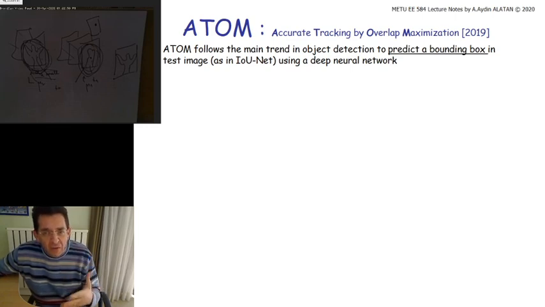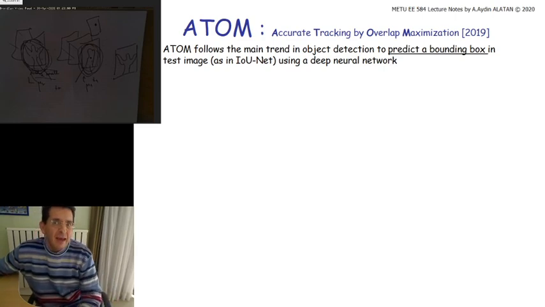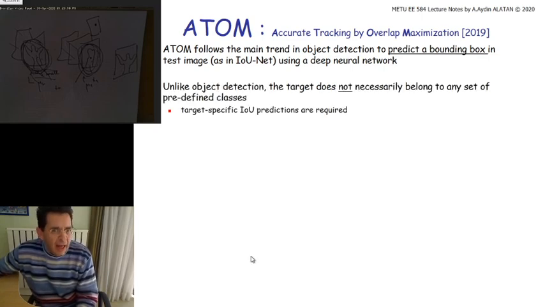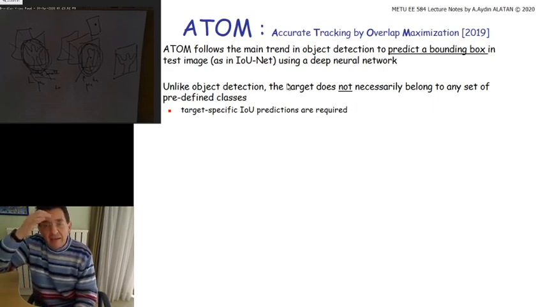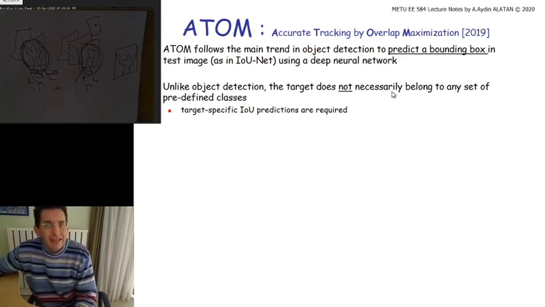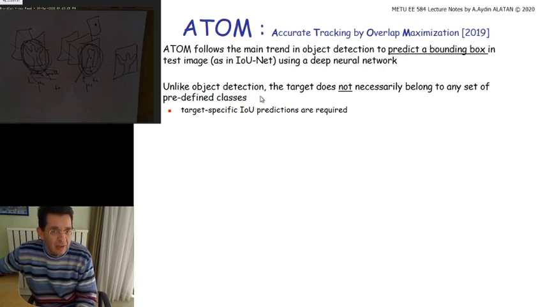ATOM is trying to find the bounding box, but it doesn't do it with the limited set of the pre-trained network's training data, and it does it in a more general way. Unlike object detection, the target object, a human, does not necessarily belong to the predefined classes like cats and dogs, on which your network is already trained. Therefore, you need an approach with target-specific intersection over union.